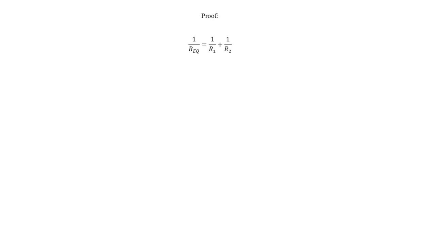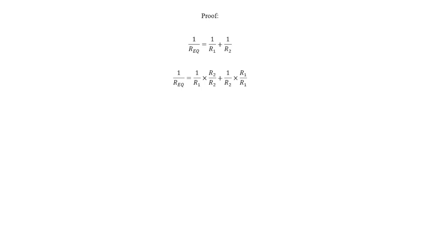Okay, so let's start off with the first step, and that's going to be to find the common denominator between the terms 1 over R1 plus 1 over R2. So we can do this by multiplying the 1 over R1 term by R2 over R2, and then we can multiply the 1 over R2 term by R1 over R1. Okay, so we have that.